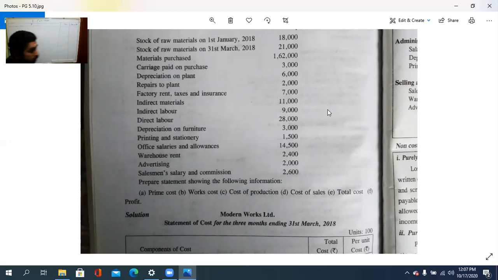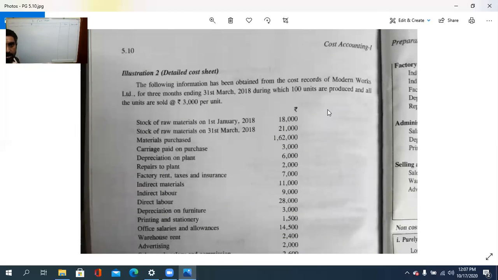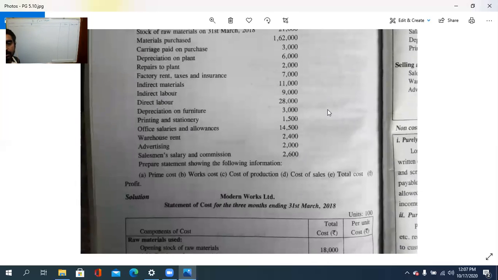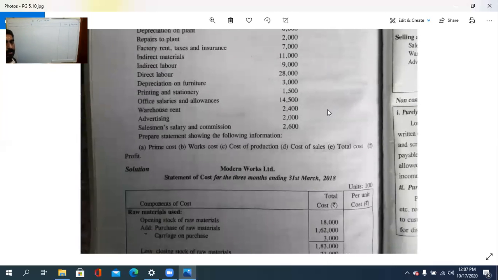Clear? So how much is the unit? 3,000, and 100 units. So here it is per unit, divided by 100. So raw materials consumed is the first thing. See, direct material is not directly given here. It is the opening stock of material, the material purchased, and also one more thing. What is that? The closing stock of material. Take the adjustment with this.